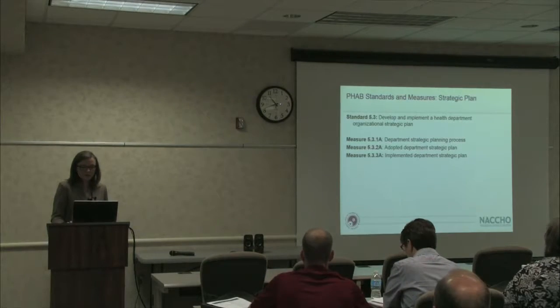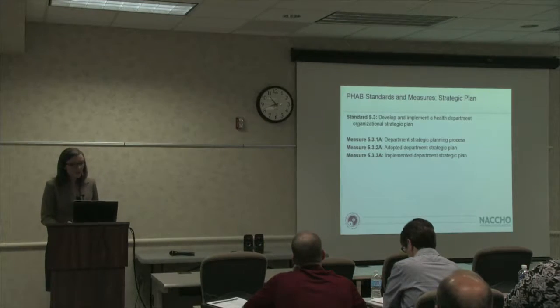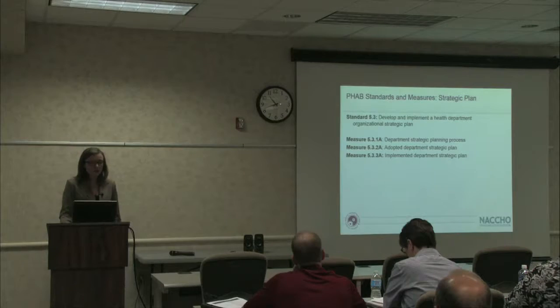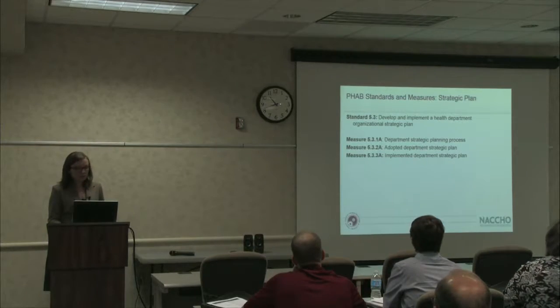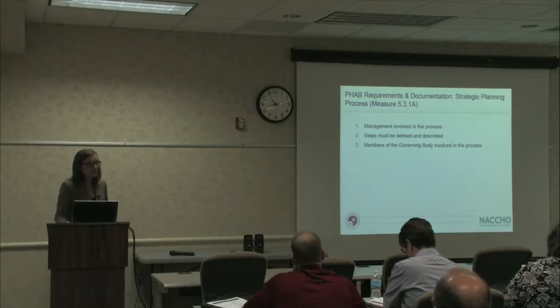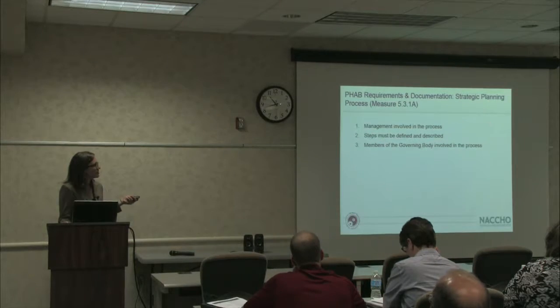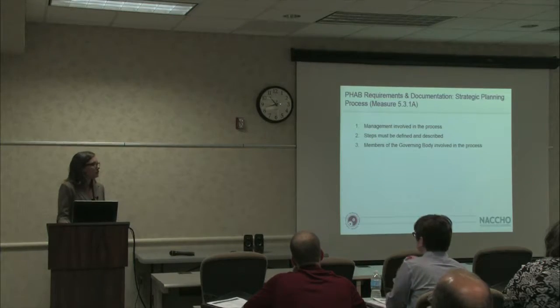Standard 5.3 is to develop and implement an organizational strategic plan. And the first part of that is to develop the process, adopt the plan, and then implement the plan. So measure 5.3.1a, which is the process. The requirements that PHAB has are that management needs to be involved, the governing body needs to be involved, and then the steps must be defined and described.